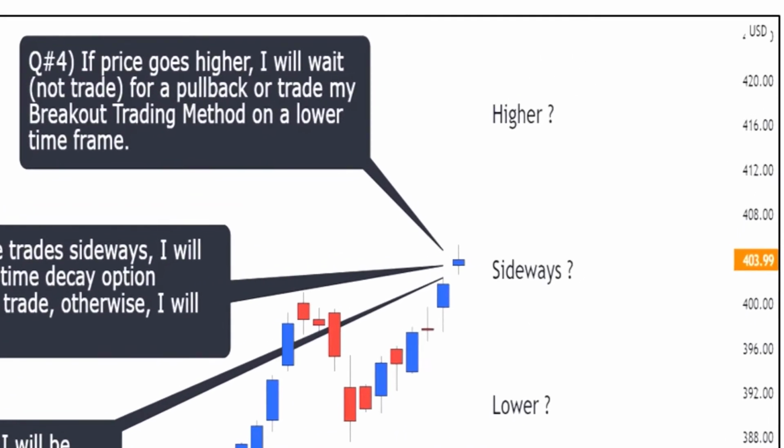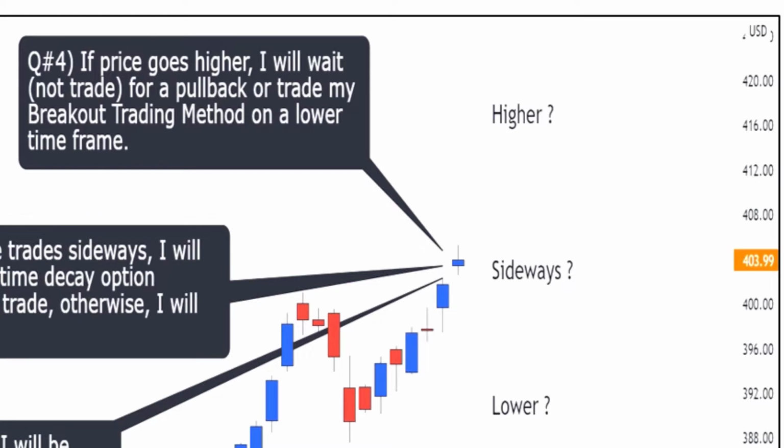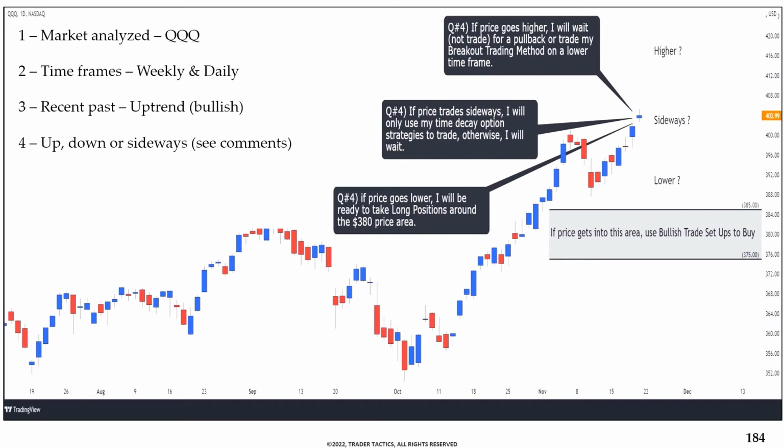So let's start with the first one here at the top. Question number 4, if price goes higher, what are we going to do? We want to have a plan. We want to know what we're going to do if price goes higher. If price goes higher, I will wait, not trade, for a pullback, or trade my breakout trading method on a lower time frame. So I have 2 different trading methods I can use. I can use a breakout trade on a lower time frame, or I just simply wait for a pullback, which basically means I'm not doing anything at that moment if price goes higher. Okay, so I know what I'm going to do if price goes higher.